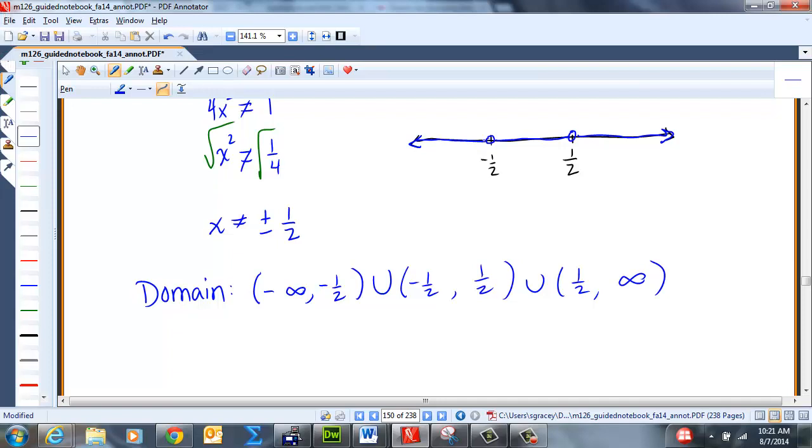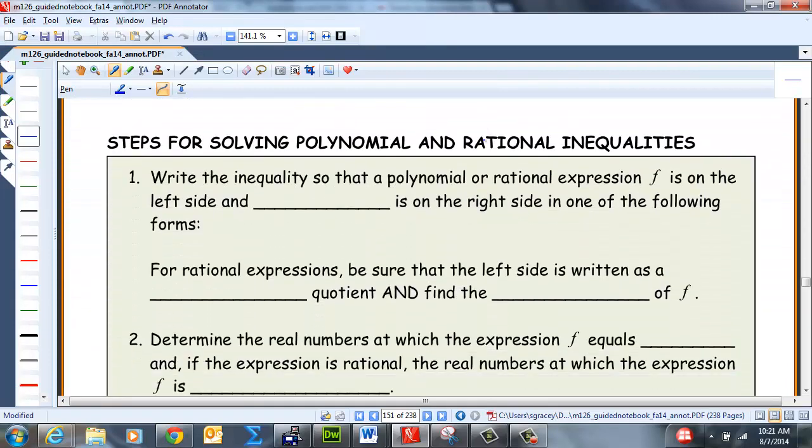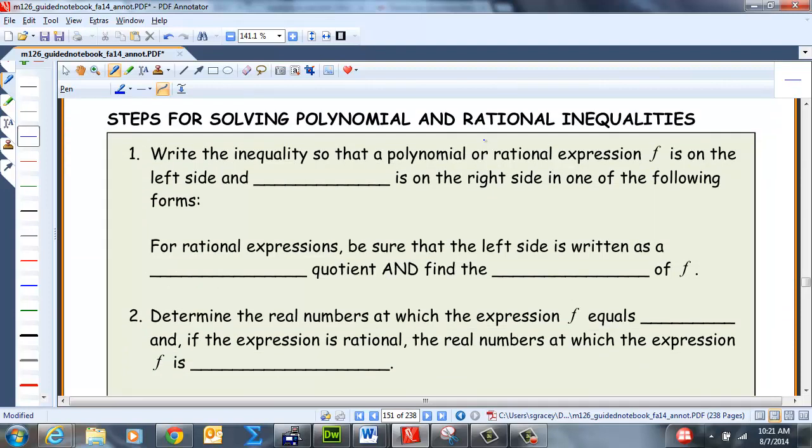Okay. All right, so now that you're all warmed up, let's go ahead and review the steps for solving. There's a couple extra steps from what we did earlier for quadratic inequalities. You want to make sure you write the inequality so that a polynomial or a rational expression is on the left side and 0 is on the right side. In one of the following forms, you'll either have f of x greater than 0, f of x greater than or equal to 0, f of x less than 0, or f of x less than or equal to 0.